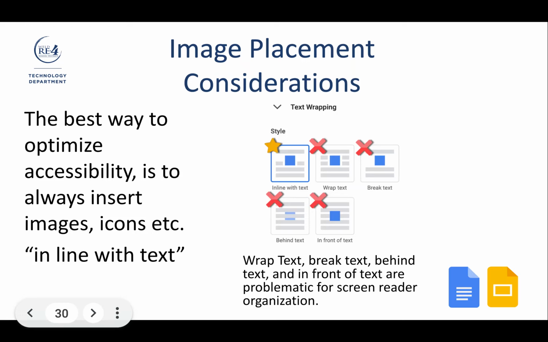When you're placing images, it's important to consider how you do that within Google Docs or Google Slides. The best way to optimize the accessibility is to always insert images or icons in line with text. Wrap text, break text, behind text, and in front of text are all problematic for screen readers and their organization when they're reading the content to the listener.